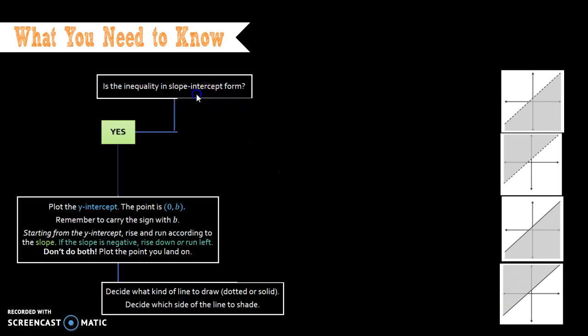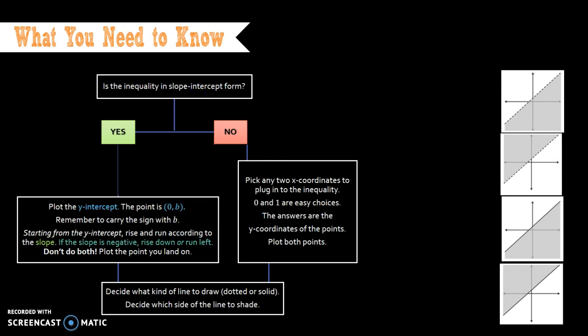Now, if we are not in slope-intercept form, here's what you need to do. You can pick any two x coordinates to plug into the inequality. A lot of times I like to use 0 and 1 because they're pretty easy to plug in, and the answers will be your y coordinates. So when I plug in 0, I get an answer out. Then it will make my point (0, whatever you get as your answer). Same thing by plugging in a different value. And you can choose any two x values that you like. I like to use 0 and 1 whenever I can because they're super easy to plug in.